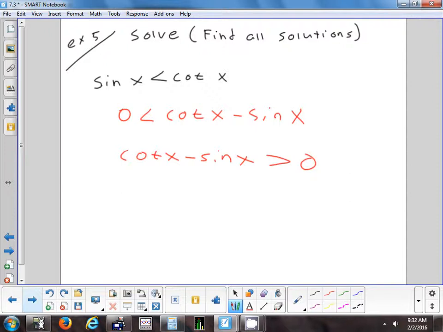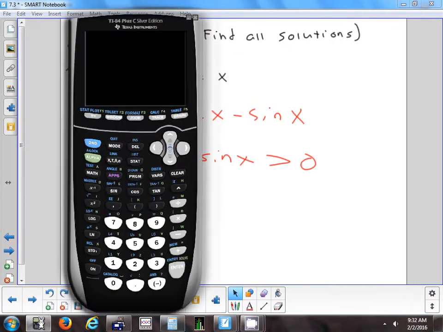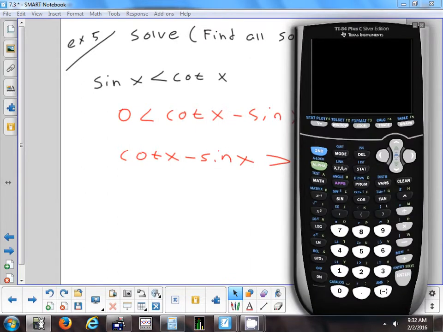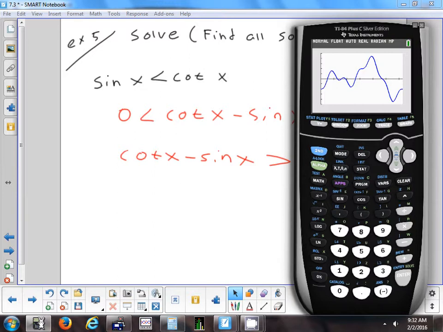All right, so let's type it in and see what we get. Okay, first thing I have to be able to type in is cotangent. How do I type in cotangent since I don't have a button for it? Yep, I'm going to put it in parentheses: 1 divided by tangent. Okay, so that's cotangent minus sine. And we're going to look for where this graph is above 0.